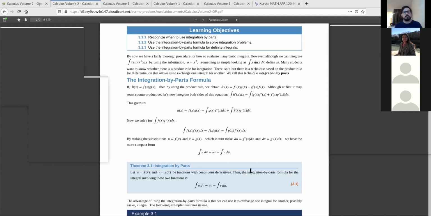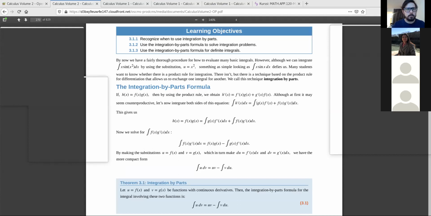So remember, let's take the product rule. Let's look at it a little bit more closely. Let's take h of x equal to f of x times g of x. Then we obtain its derivative, which is f times g prime plus g times f prime. And now we find the integral of both sides. We find that f times g is the integral of g(x) f'(x) plus the integral of f(x) g'(x).